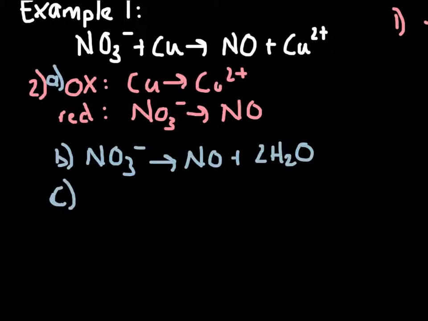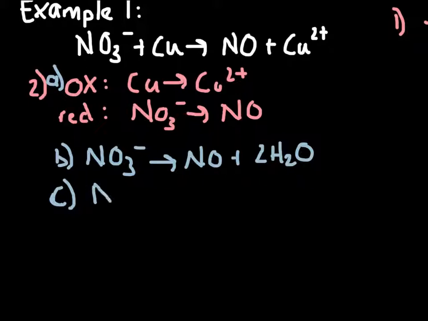Balance each half equation for hydrogen by adding an H+ to the appropriate side. Again, our oxidation reaction only has copper present, so we don't need to worry about it. Therefore, once again, we're going to need to worry about our reduction reaction because we added water to it.